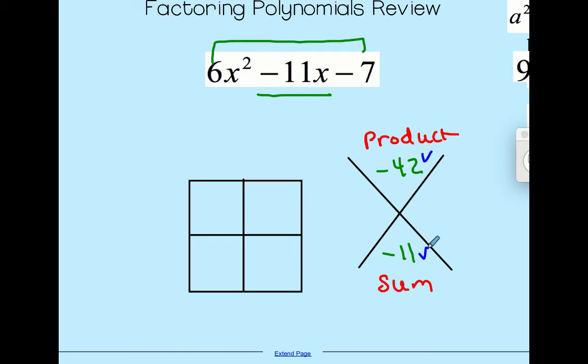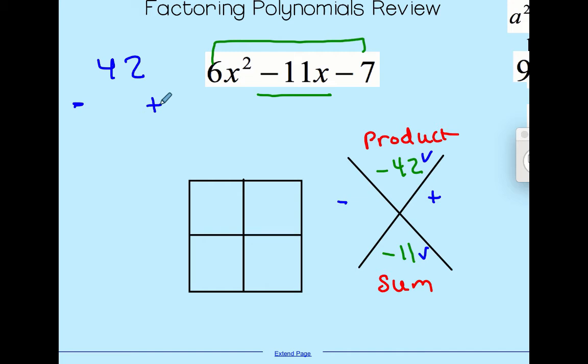I know right away that because my product target is negative, one has to be negative and one has to be positive. And my target sum being negative means that this negative number has to be bigger than whatever the positive number's absolute value is. So let's take 42 and do a little list. This time we want the big number to be negative, and the smaller number, and by that I mean the absolute values, of course, has to be positive.